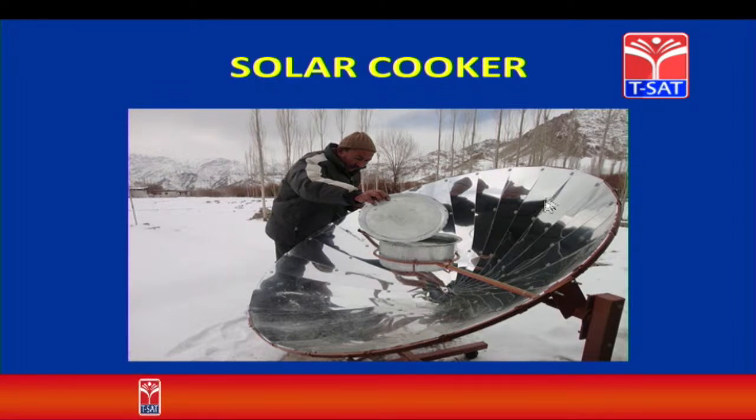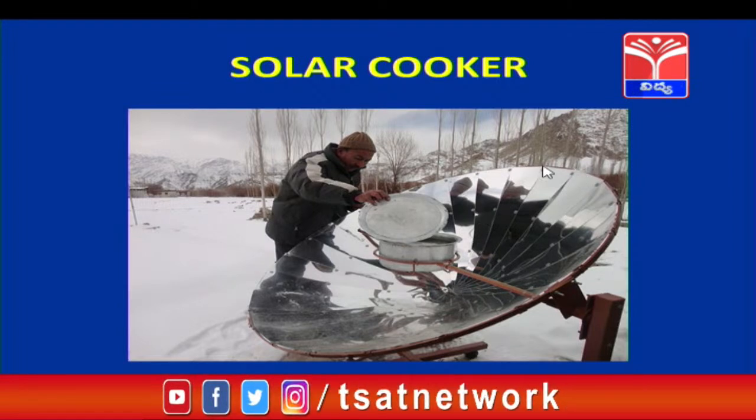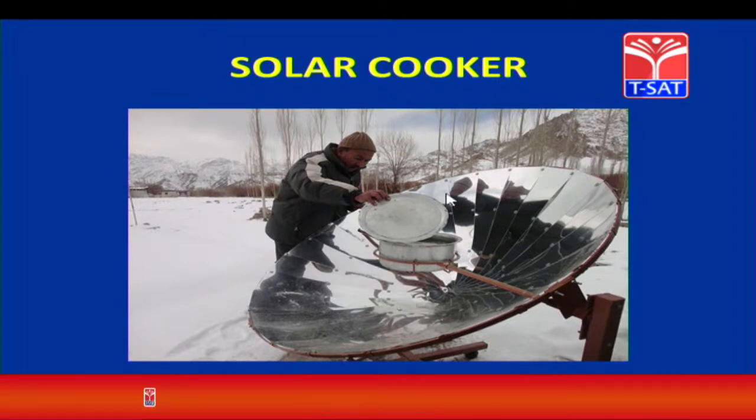How is the shape? This is in the shape of our dish antenna. Now, observe the reflecting surface, children. Is it a continuous sheet? No, children. It is made up of triangular sheets. The mirror sheets are triangular sheets which are joined together on the dish.